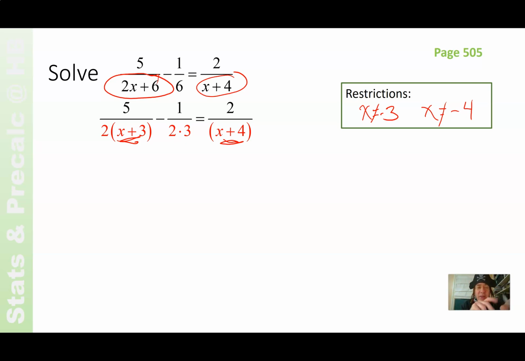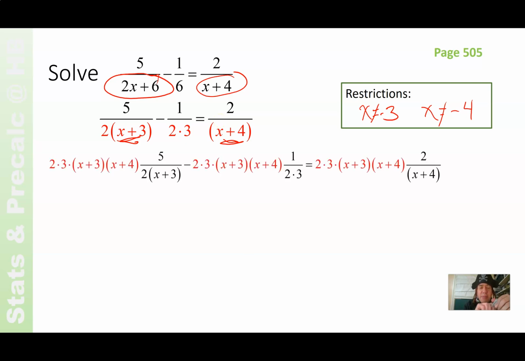So in this case, we have that our common denominator has to have a 2, an x plus 3, a 3, and an x plus 4 in it. So you multiply everybody by that. 2 times 3 times x plus 3 times x plus 4 times this term. 2 times 3 times x plus 3 times x plus 4 times the 1/6 term. 2 times 3 times x plus 3 times x plus 4 times this term.